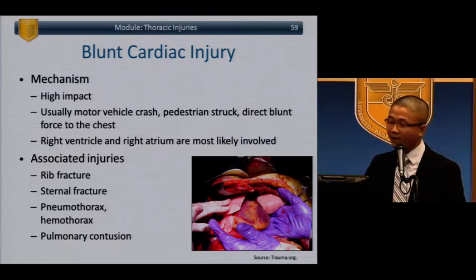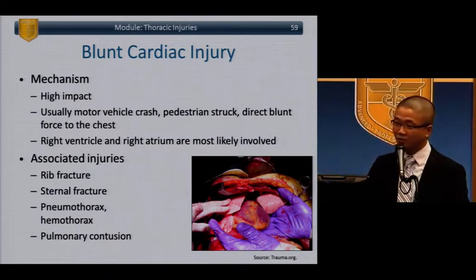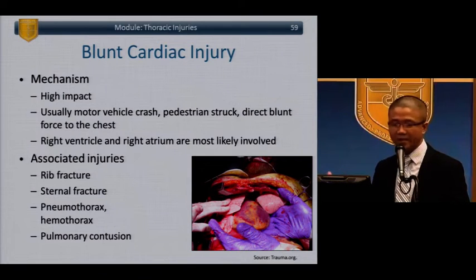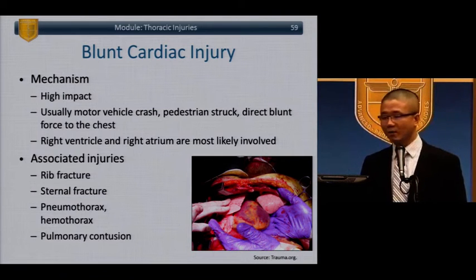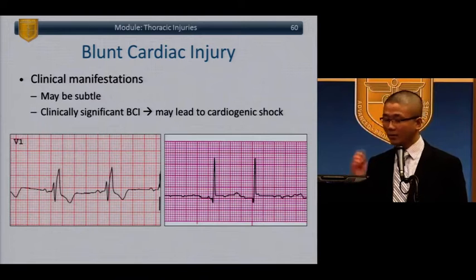Right ventricle and the right atrium are most likely involved. Why? Because they're in the anterior position. The right ventricle is, relatively speaking, compared to the left ventricle, a relatively weak muscle. Associated injuries, not a surprise to you, right? Rib fractures, sternal fractures, pneumothorax, hemothorax, and pulmonary contusion. We'll get back to the sternal fracture point in a little bit.